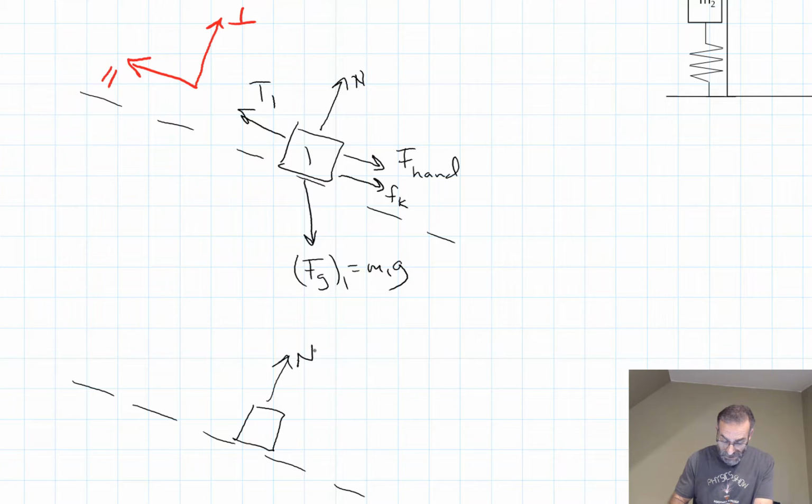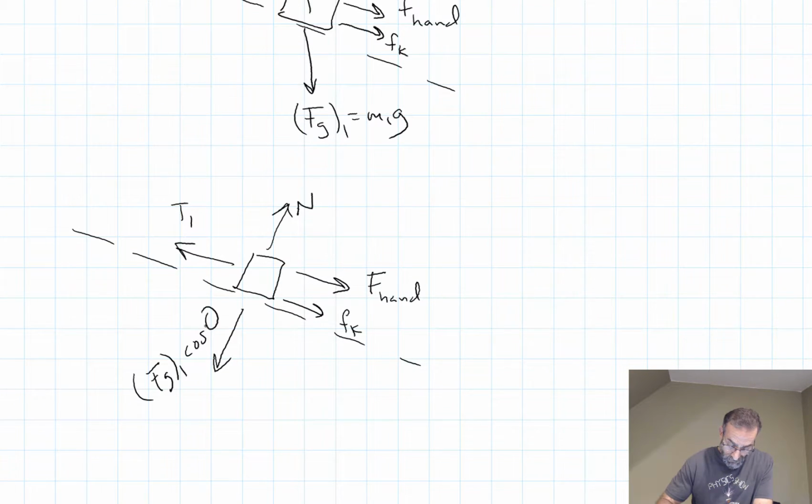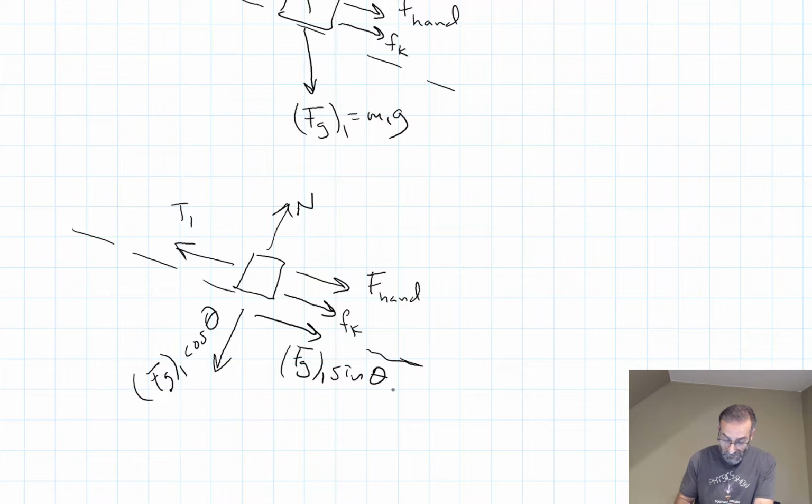The normal force is already in this coordinate system. I don't need to use components, as are these other forces. The only one I need to split up is my force of gravity, into FG1 cosine theta and an FG1 sine theta.